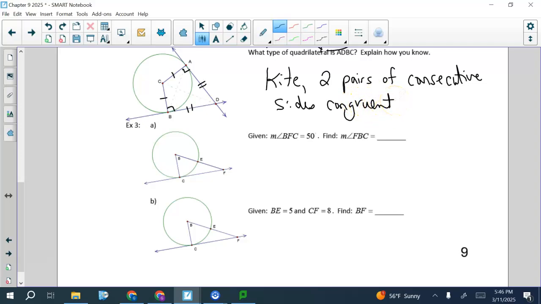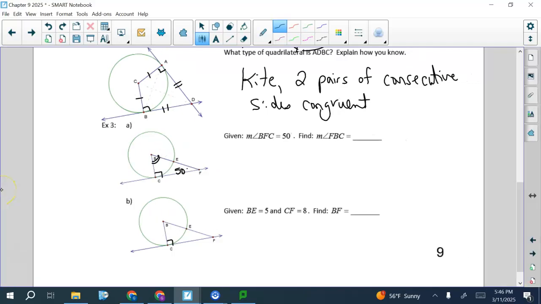All right, this one we've got again a 90-degree angle. Remember, every time that radius meets up with a tangent line, it makes a 90-degree angle. BFC is 50 degrees. FBC is our goal to figure out what it is. So why don't you see if you can do example 3, A and B. Go ahead and pause the video. For B, I think we're going to have to use that Pythagorean theorem.